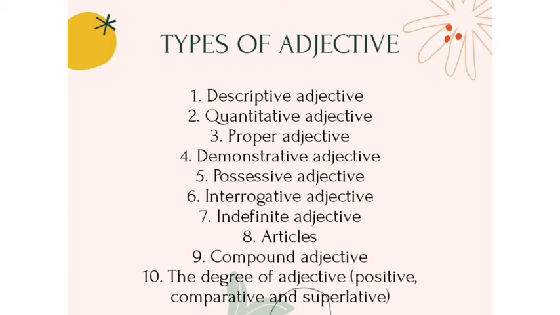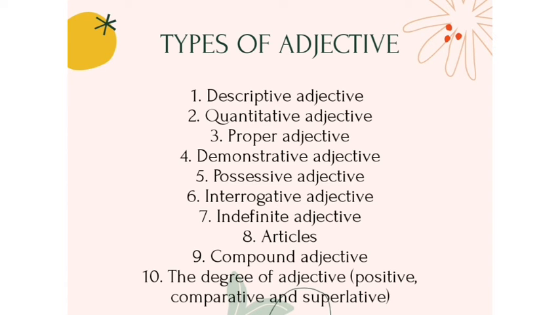And the fifth is possessive adjective, which indicates possession or ownership. It suggests the belongingness of something to someone, such as my, his, her, our, their, and your. Example: his cat is very cute. And the sixth is interrogative adjective, used in a question and must be followed by a noun or a pronoun, such as which, what, and whose. Example: which phone do you use?